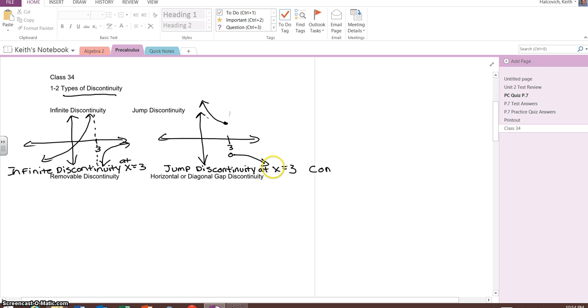And notice this is continuous on the interval of -infinity to 3 union 3 to infinity. Alright, because notice it's not one big continuous thing, it's continuous to here and then it jumps down there and then goes there.